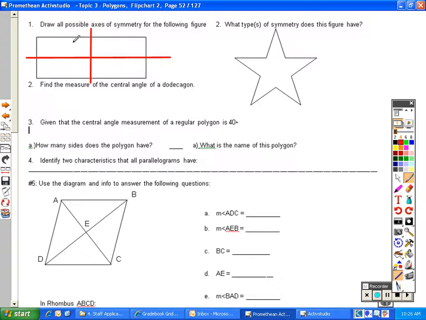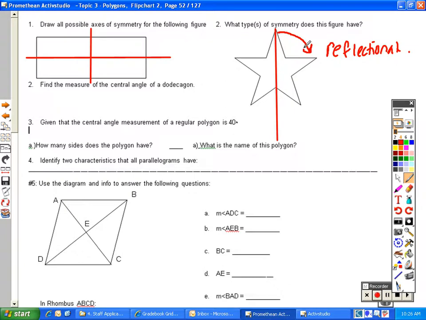All right, what type of symmetry does this figure on the right have? Well, it definitely has reflectional symmetry because I can draw at least one line that I can fold it across. So it has reflectional. I would say it also has rotational symmetry because I can actually turn it and it would look exactly the same. I could take this point, turn it down there, and it would look the same.